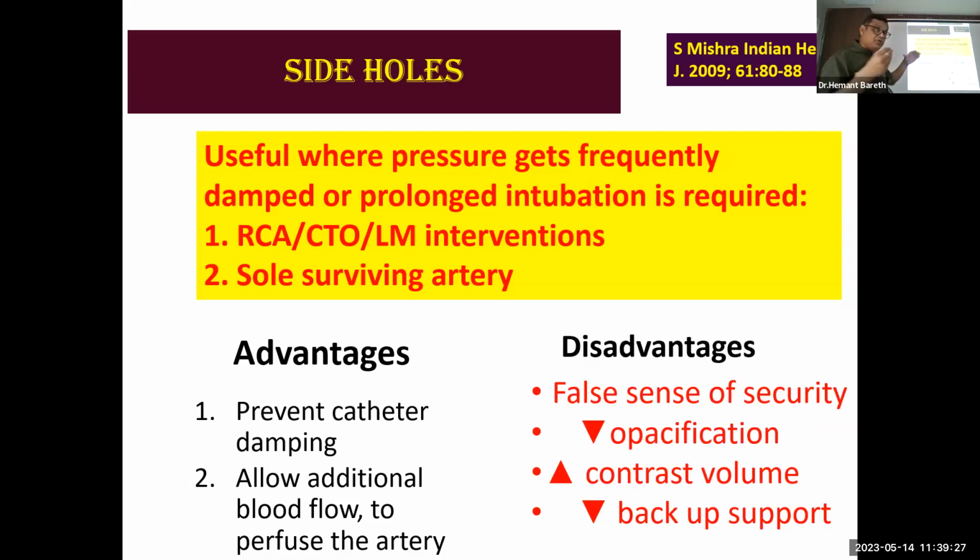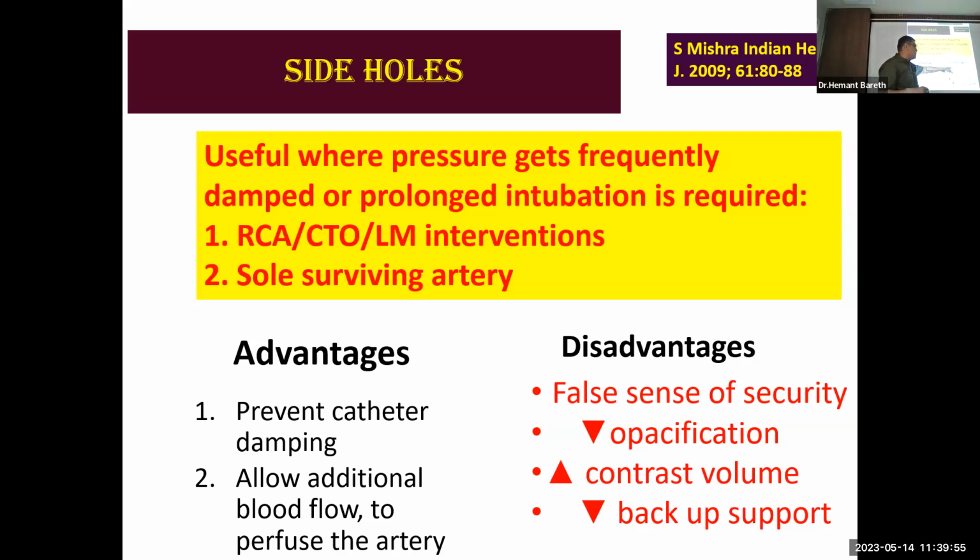The disadvantage is that once you use this catheter, you will not know that you are already damping and that you are deep inside. That message will be lost. So it will give you a false sense of security that everything is okay, because you are measuring aortic pressure, not the coronary pressure, once you use side holes. From the side holes, the pressure that you are monitoring is the aortic pressure. You don't know what is happening in the coronary, and the coronary pressure may not be normal.